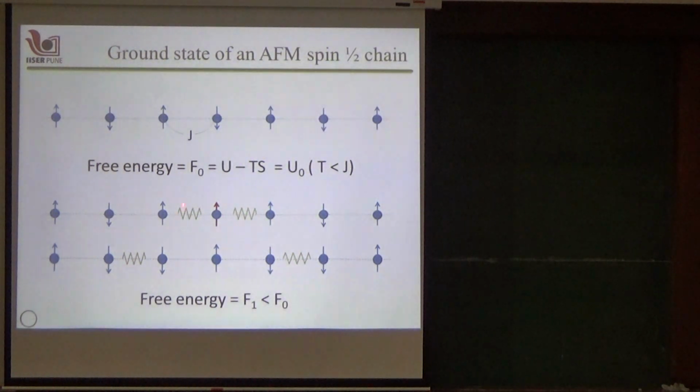So there are two severed bonds. As a result of these two severed bonds, the magnetic energy has changed by a certain amount. Previously the magnetic energy of these two bonds was minus Js square, so that is minus 2Js square, and now it is plus Js square plus Js square. So the total change in U is 4Js square, all right.